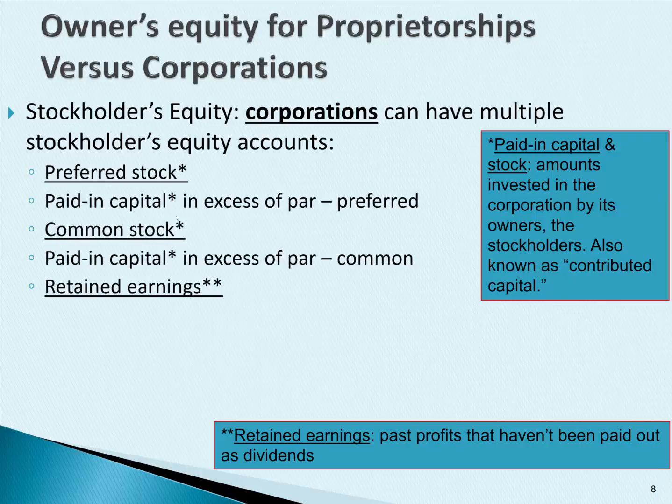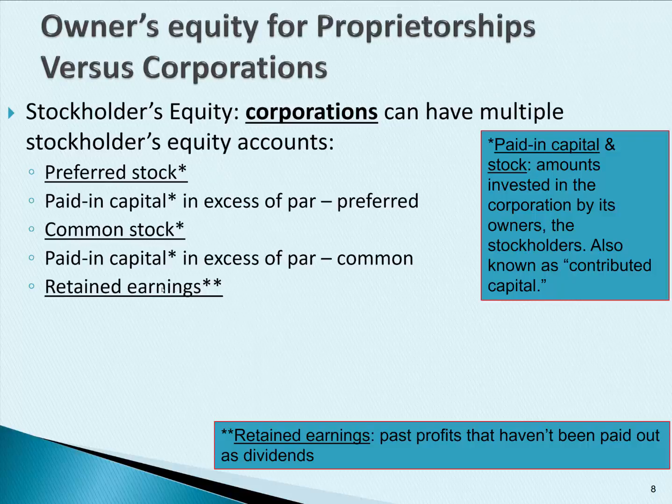Okay, now notice the first four equity accounts for a corporation have an asterisk. The asterisk means these are paid-in capital and stock accounts. These first four are amounts invested in the corporation by the owners, which are the stockholders, also known as contributed capital, because this is the capital or the equity that the owners have invested or contributed to the company. And then down here in retained earnings, we have past profits.